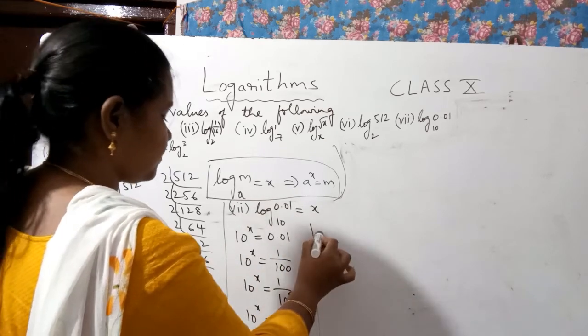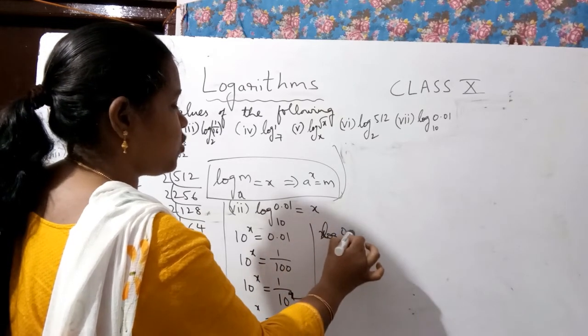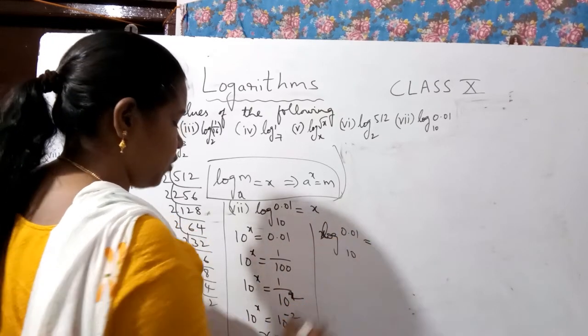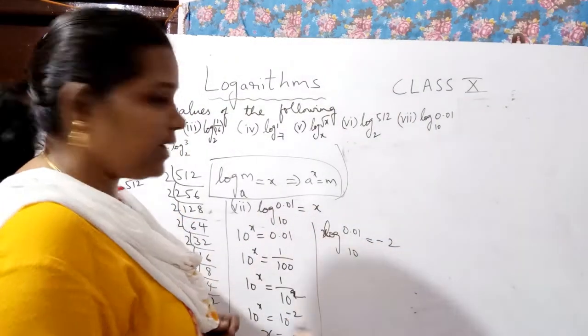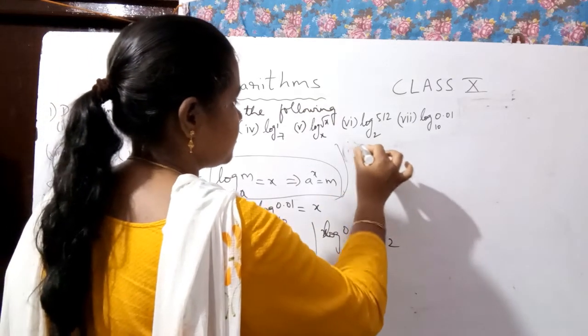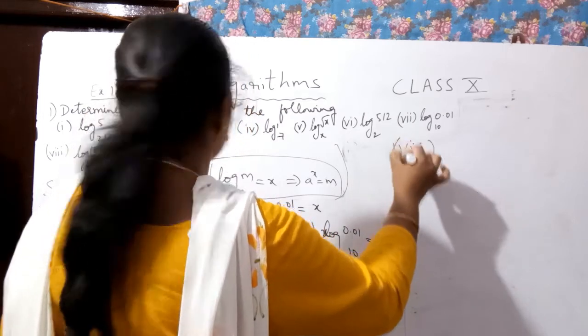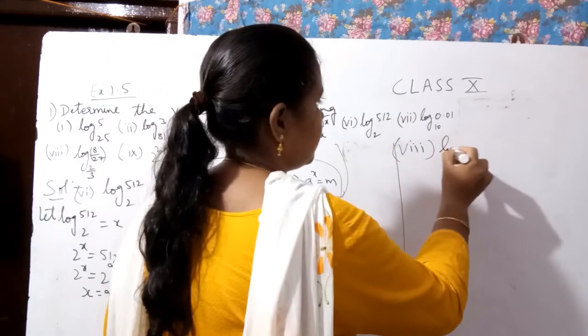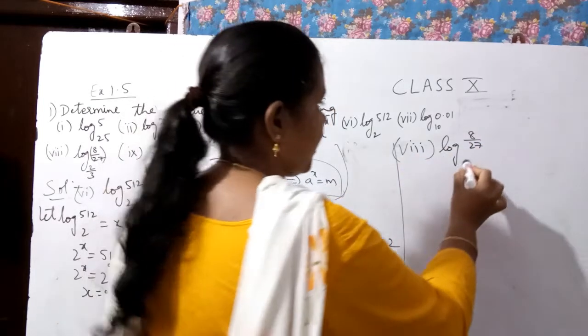That is log 0.01 base 10 is equal to x. What is x? x is equal to minus 2. Okay. Now let us do the 8th bit. The 8th bit is log 8 by 27 base 2 by 3.